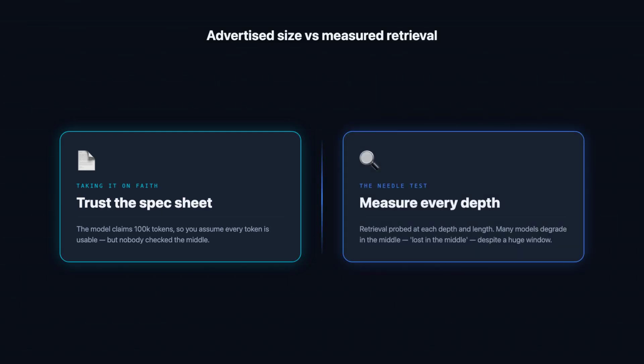The needle test refuses to take that on faith. It measures real retrieval at every depth and every length, so you see the truth. Look, plenty of models degrade badly in the middle of their window, the classic lost in the middle failure, even when the marketed size is enormous.